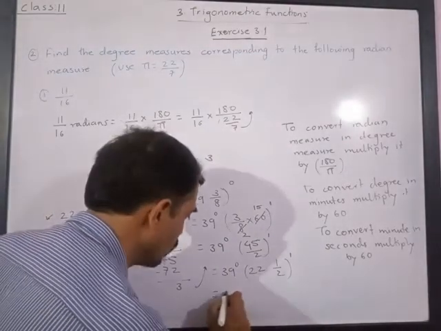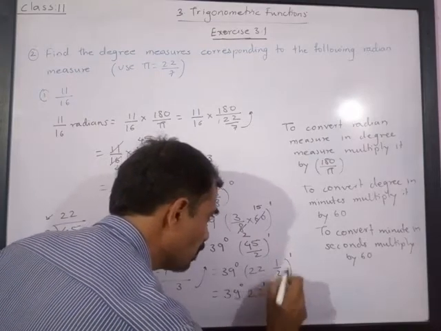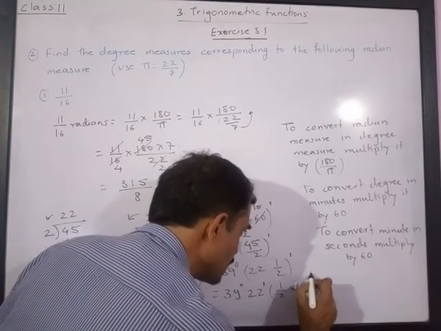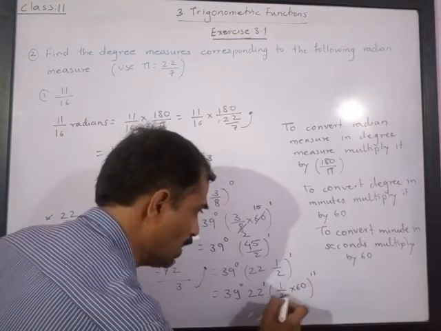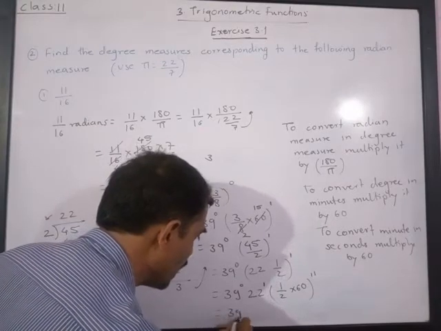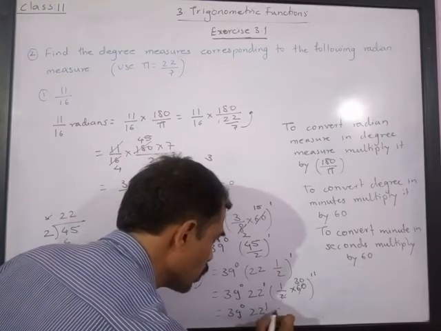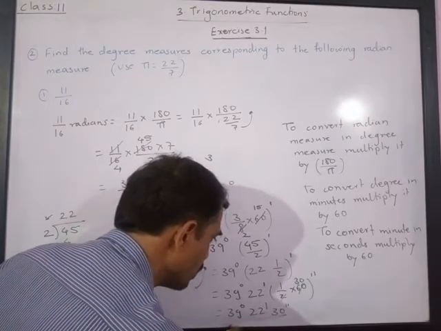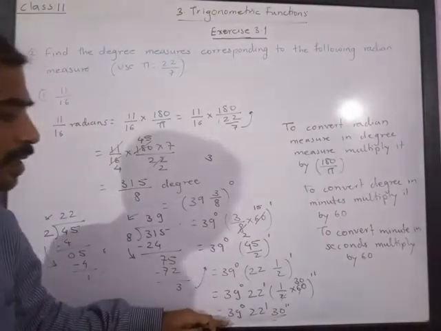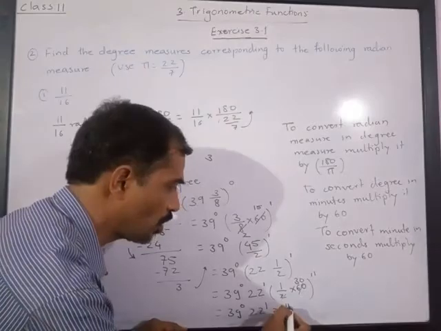So it means this is equal to 39 degrees, 22 minutes, and half minute we have to convert it into seconds. Half multiplied by 60 seconds. So this is reducible again. You know half minute is 30 seconds. You can write directly also. This is equal to 39 degrees, 22 minutes, and 2 30s are 60, so you will get 30 seconds. Please note, we have got 11/16 radians is equal to 39 degrees, 22 minutes, and 30 seconds. For seconds we draw 2 commas.